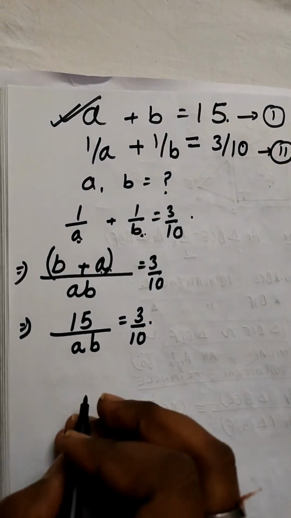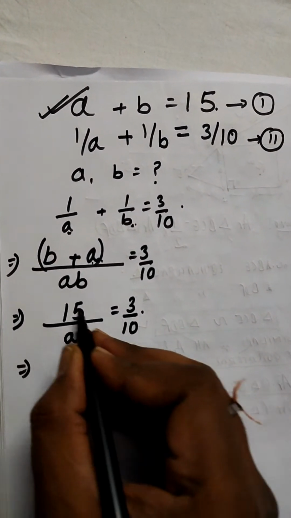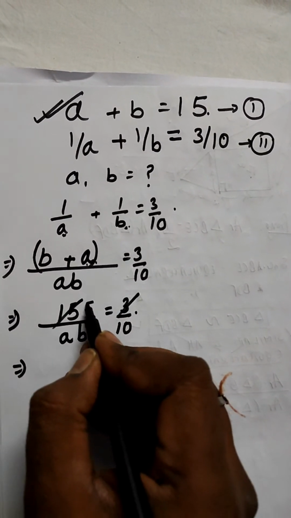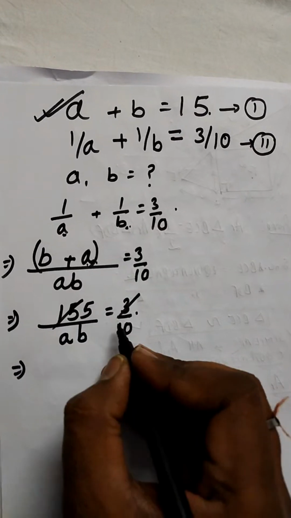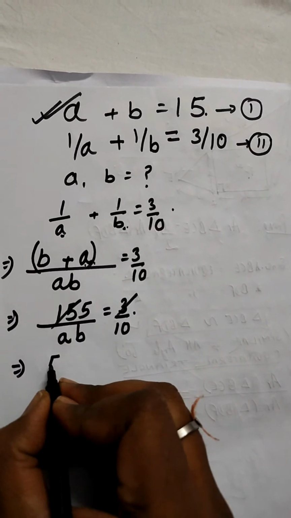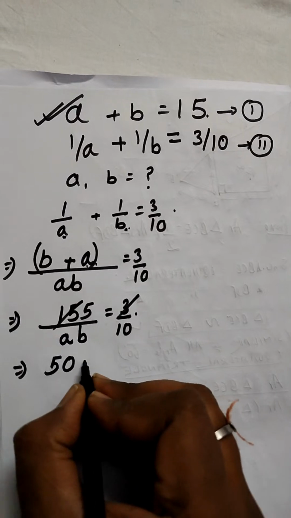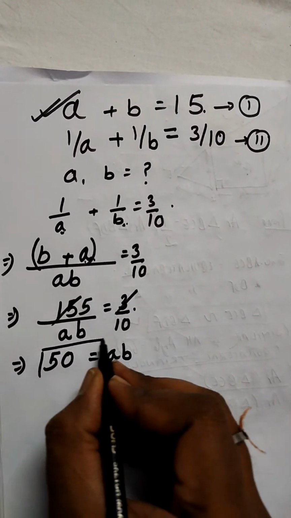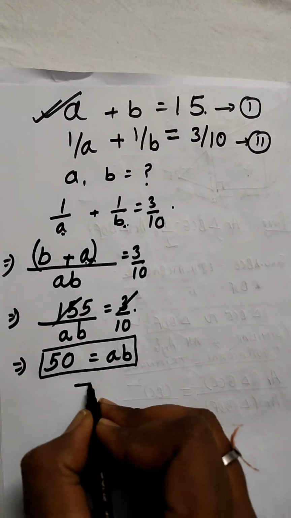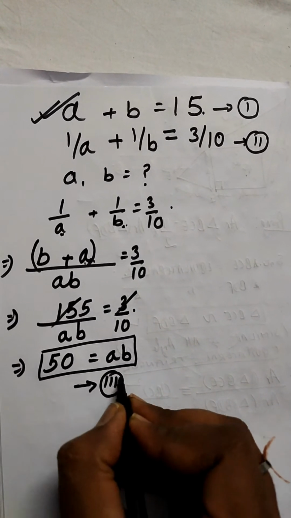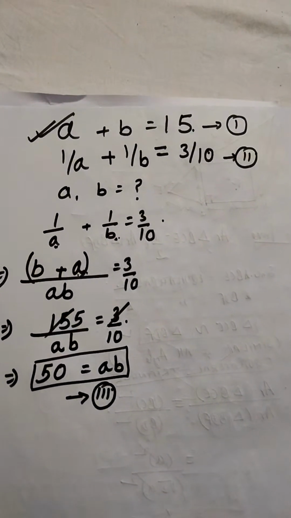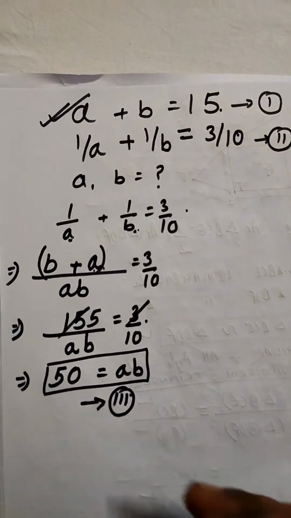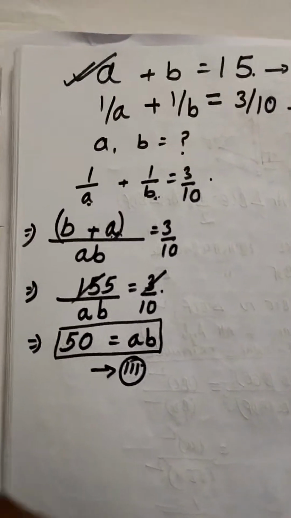Right? Now do cross multiplication. 15 into 10. Or you can simply, 3 and 15, it will be cut by 5. So 5 into 10 will be 50 equal to AB. So this is one of the equation which you are having. Let's say this is equation number 3. AB as 50, right? The value of AB is calculated as 50.